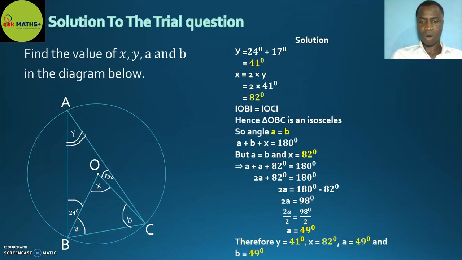Therefore, our Y is equal to 41 degrees, X is equal to 82 degrees, our A is equal to 49 degrees, and our B is also equal to 49 degrees. Isn't this solution so simple? Yes. Now let's quickly look at our next theorem for the day.